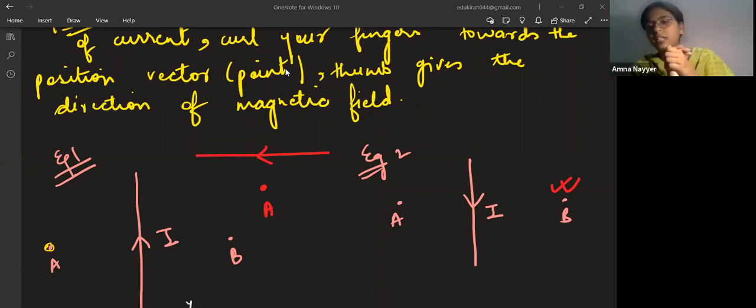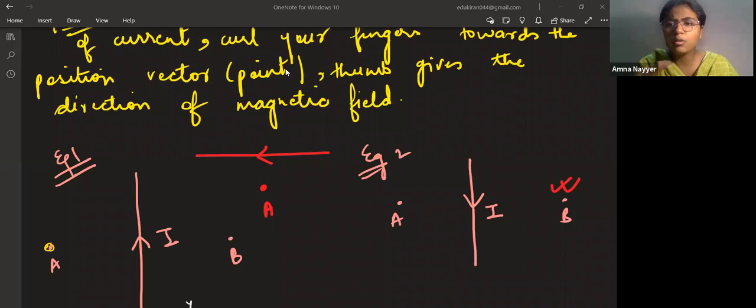See, we keep the hand in the direction of current. So right now I'll take my right hand. This is pointing downwards. Yes, down, right? So I have to curl my fingers towards the right, because point B is located towards the right of the current wire. So if I curl it towards the right, again the thumb is pointing outwards, right? This is pointing towards me.